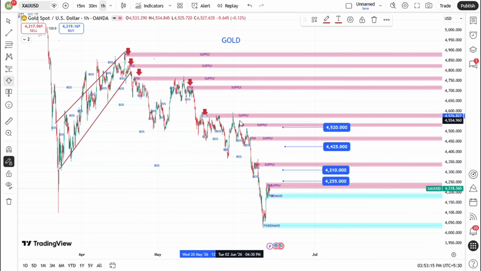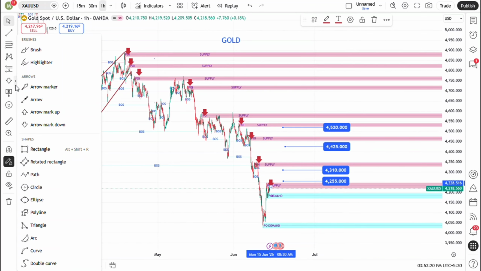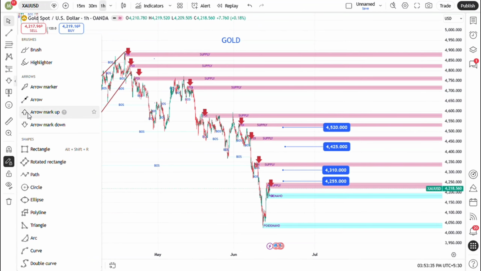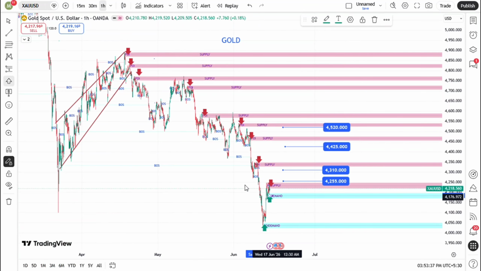The structural landscape reveals a dominant bearish trend, established through consecutive lower highs and lower lows, confirmed by multiple bearish breaks of structure. However, a significant liquidity sweep occurred at the major lower demand zone between 4,040 and 4,080, sparking a strong institutional reaction. Price has rallied to 4,218, currently interacting with immediate supply.